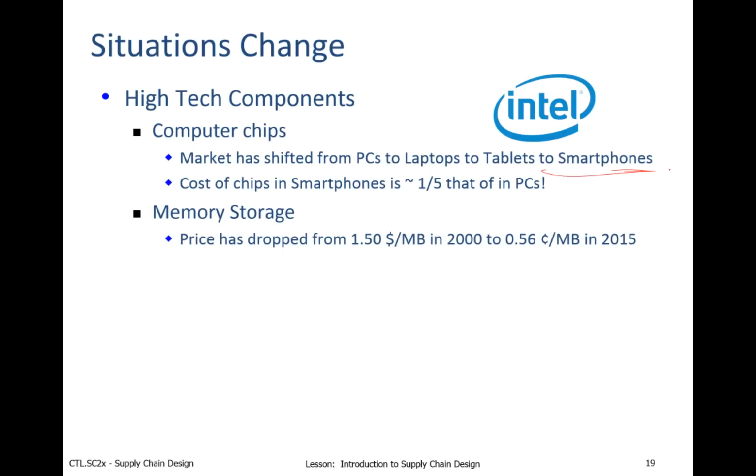Same thing for memory storage. The prices dropped from about $1.50 per megabyte in 2000 to less than 1/2 penny per megabyte in 2015. That's incredible what the drop is doing. So you no longer have that profit margin, so now instead of being innovative, I have to be more functional. I have to treat that product as a functional product and really get a handle on my costs, and that changes the way you'll set up your supply chain.